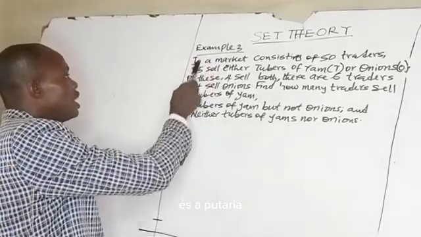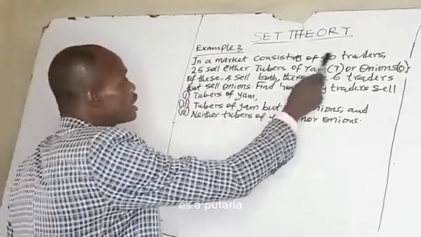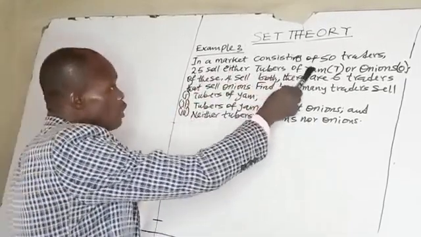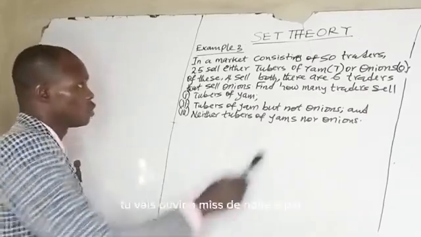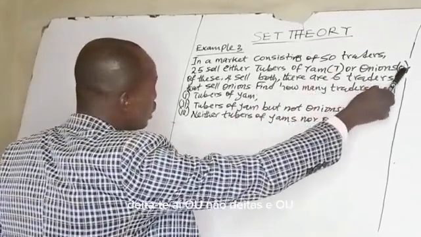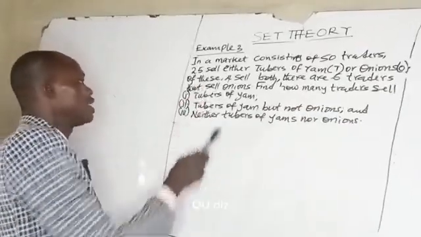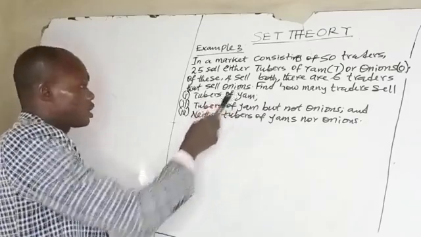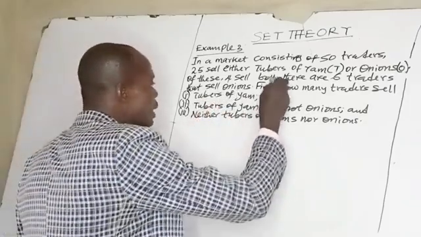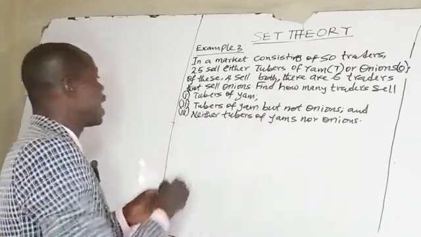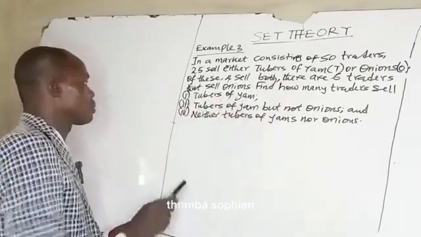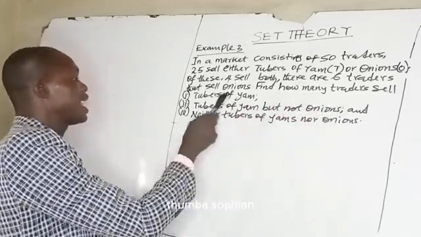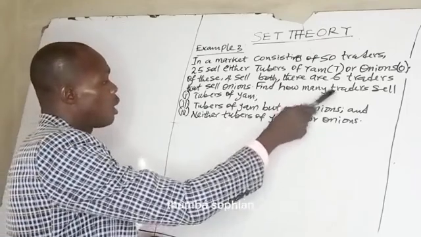Example 3. In a market consisting of 50 traders, 25 sell either tubers of yam or onions. Tubers of yam is denoted by letter T, onion by letter O. Of these, 4 sell both. There are 6 traders that sell onions. Find how many traders sell 1, tubers of yam, 2, tubers of yam but not onions, and 3, neither tubers of yam nor onions.